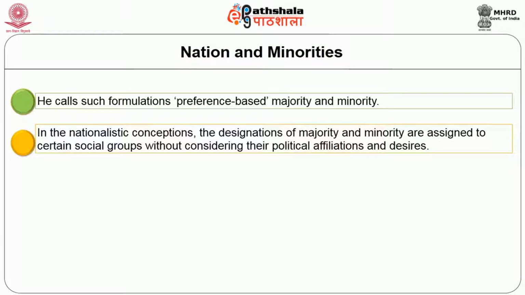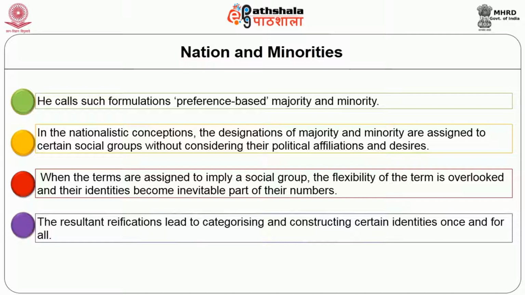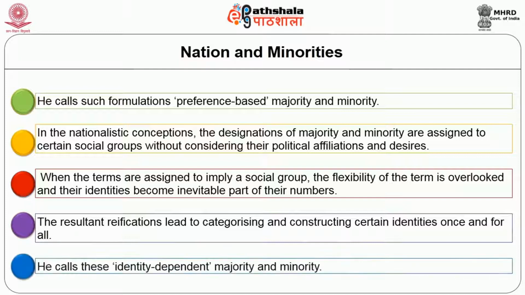In the nationalistic conceptions, the designations of majority and minority are assigned to certain social groups without considering their political affiliations and desires. When the terms are assigned to imply a social group, the flexibility of the term is overlooked and their identities become inevitably part of their numbers. The resultant reifications lead to categorizing and constructing certain identities once and for all. He calls these identity-dependent majority and minority.